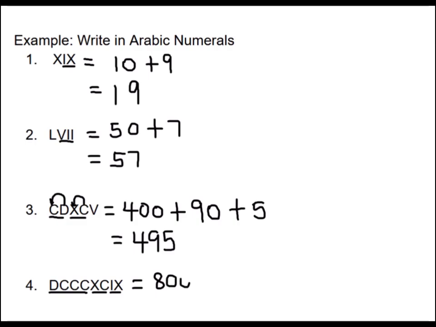So DCCC, that's 800. Then we have XC, that will give 90, and IX, which will give 9. So adding these together, we're going to have 899. So let's move to the next question.